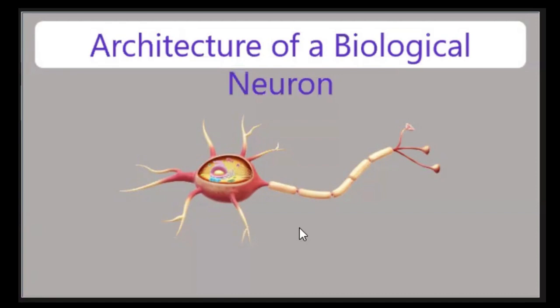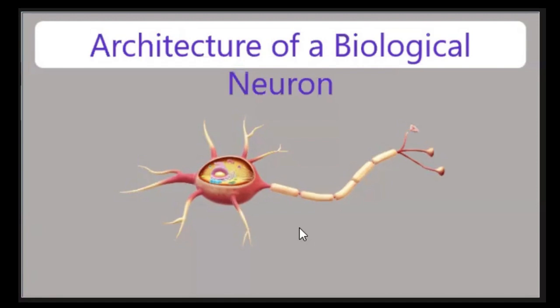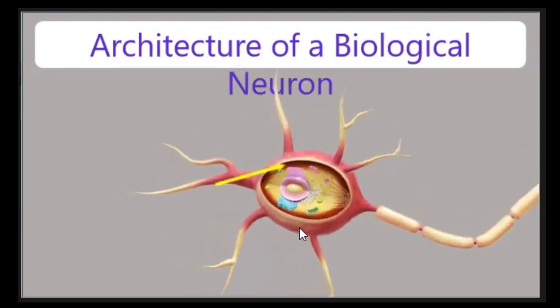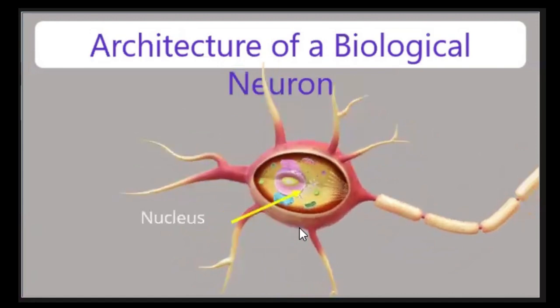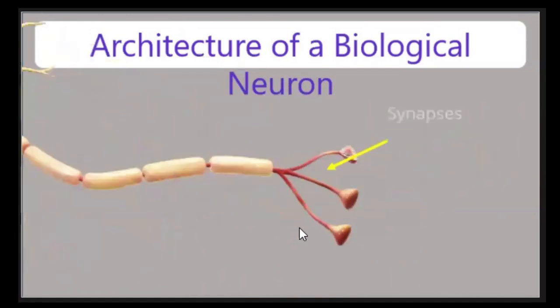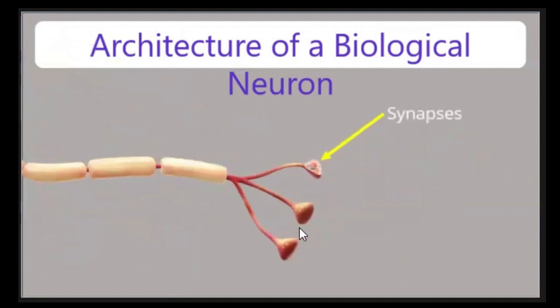If you see, there is a small part over here. This part is known as the nucleus. Okay. So there are small parts over here. These parts are known as dendrites. So these are the dendrites of the human brain, and this is the nucleus, and this one is an axon, and these are synapses, right?